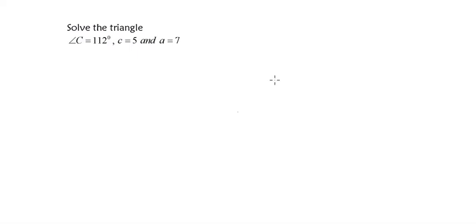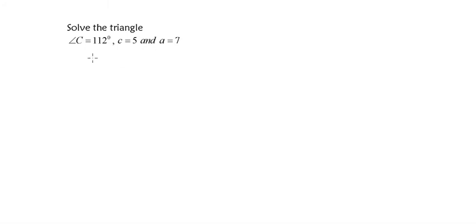All right, last video. Solve the triangle with angle C being 112 degrees, side C being 5 units, and A being 7 units. And now recall back to what we talked about in the third video, about how the largest angle needs to go to the largest side, the smallest angle goes to the smallest side, and the middle angle goes to the middle length side.